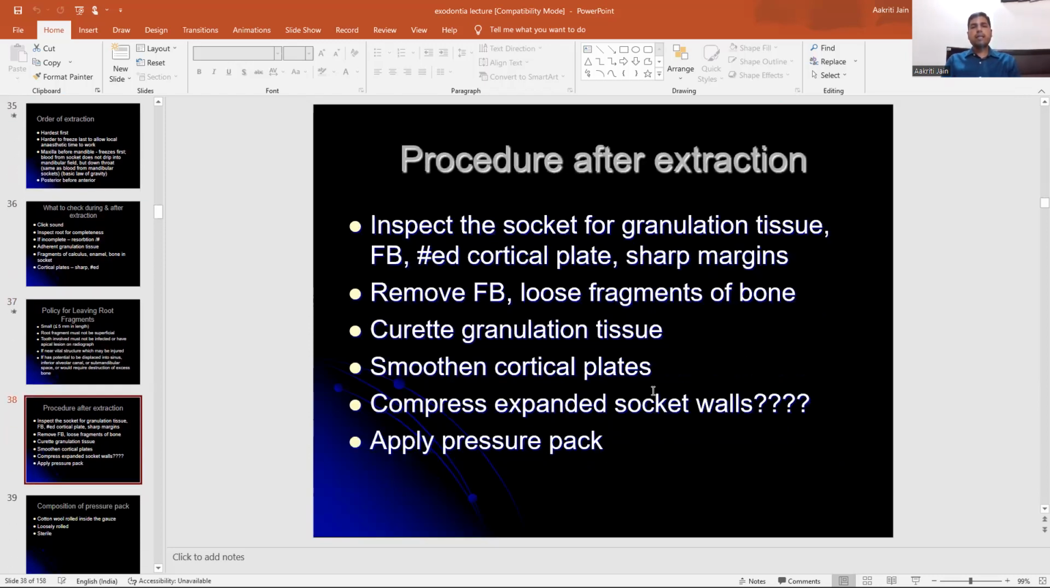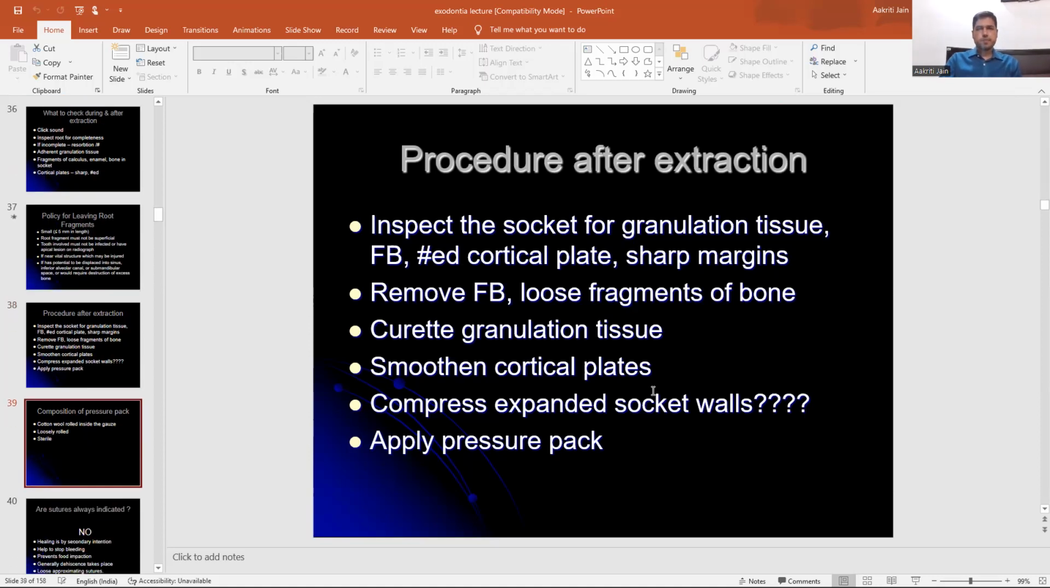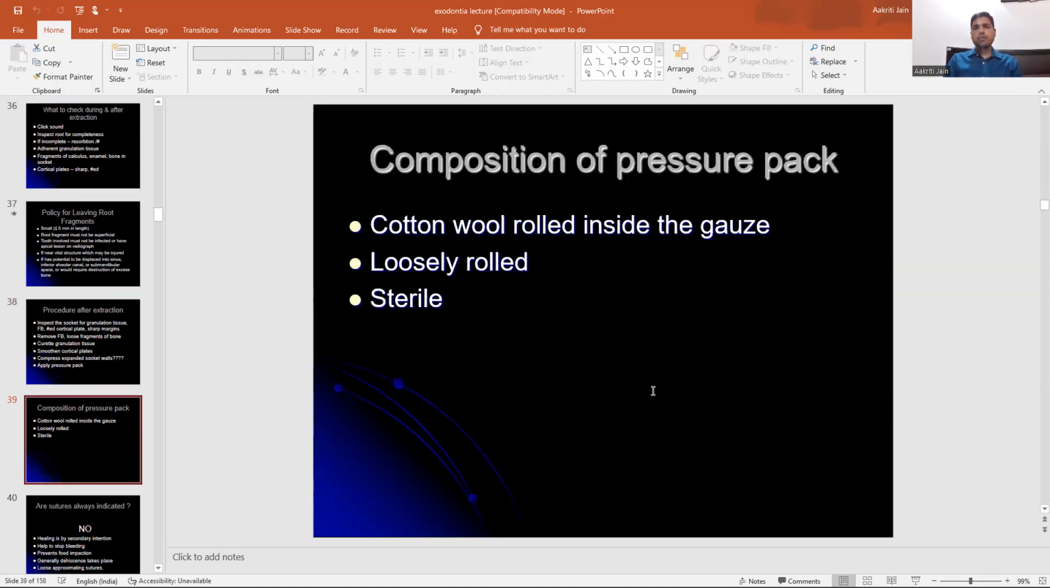Now the procedure for the extraction. Inspect the socket for granulation tissue, any fractured cortical plate, sharp margins. Remove the fractured bone and loose fragments of bone. Curette granulation tissue if any is present. Smoothen the cortical plates. Compress the expanded socket walls and apply the pressure pack. Now comes the composition of the pressure pack, which basically comprises cotton wool rolled into gauze, loosely rolled and sterile.